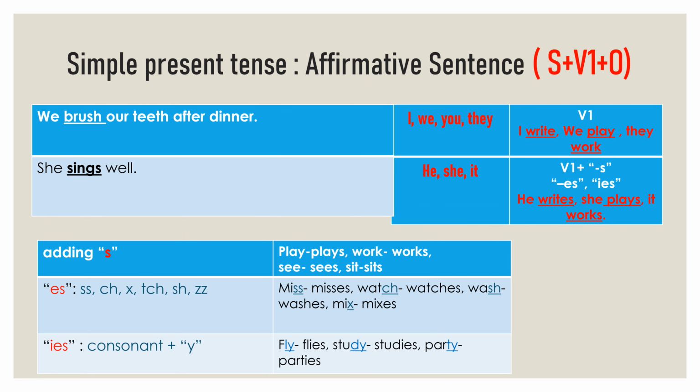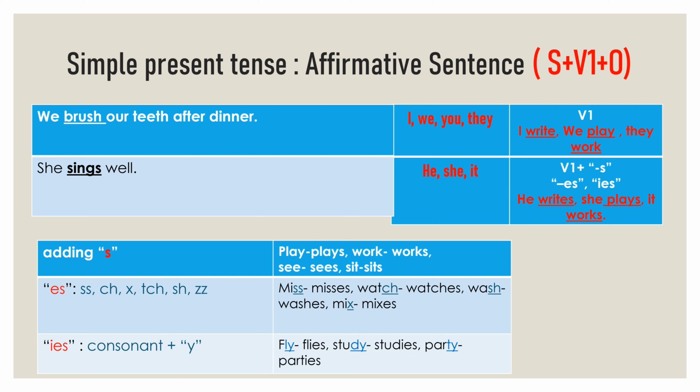We are going to begin with the simple present tense. It is used for many purposes. Before moving to the examples, let's see the structure of affirmative or positive sentences in simple present tense. The structure of simple present tense is subject plus V1 plus object. V1 means the base form of the verb. As you all know, there are three forms of verb: present, past, and past participle, or V1, V2, and V3.